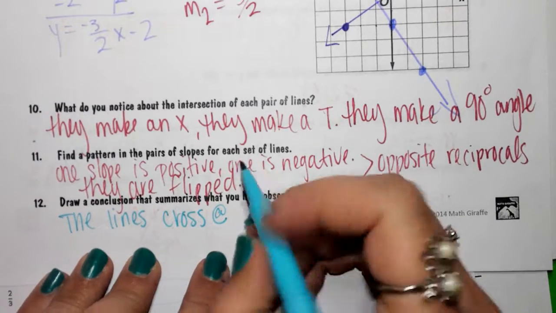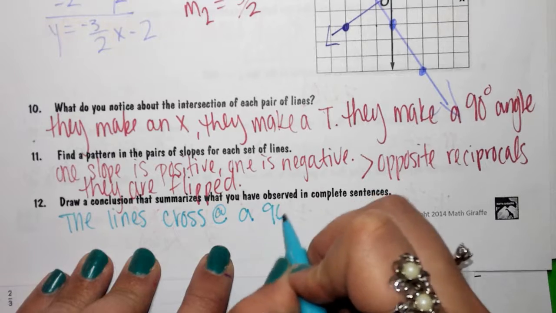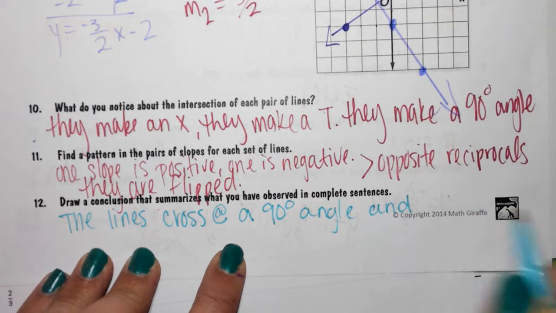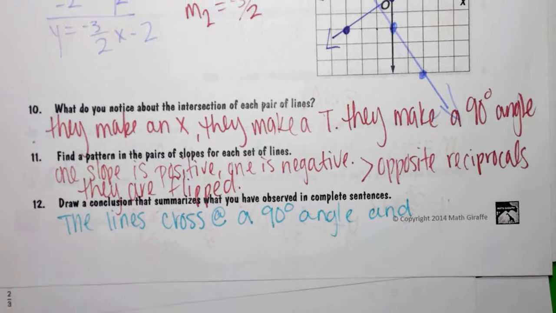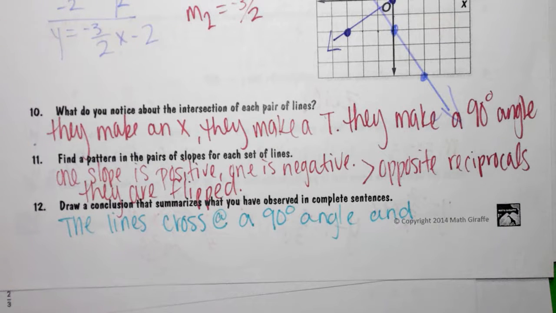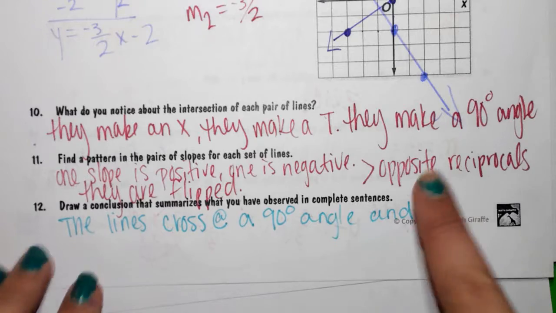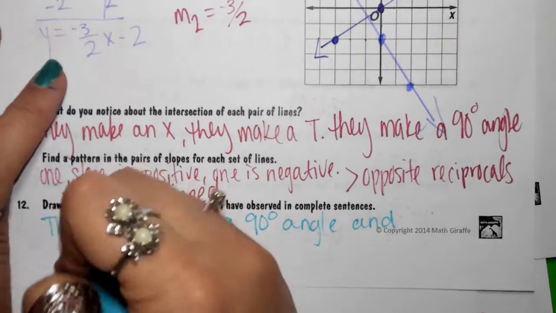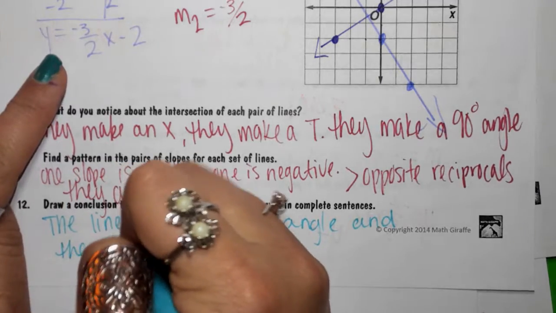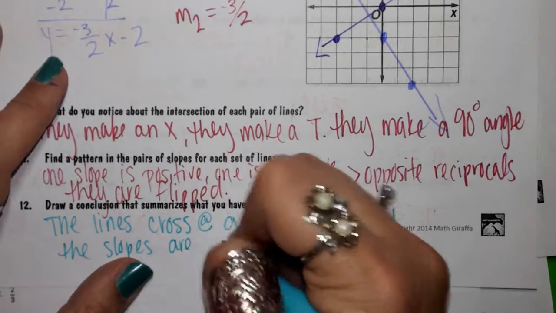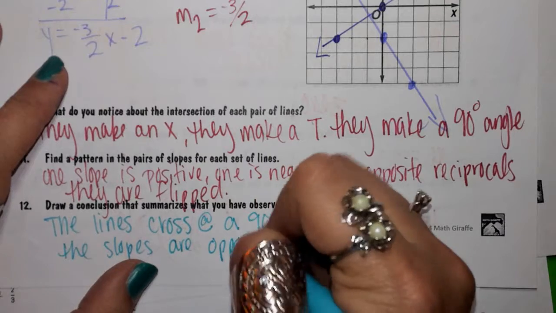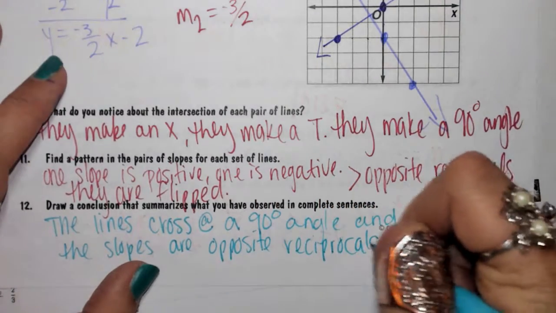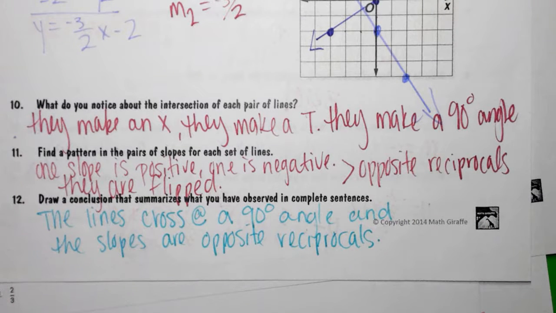All right, so the lines cross at a 90-degree angle. And what else? What did we notice about the slopes? If they're flipped, they are opposite reciprocal. Yes. And the slopes are opposite reciprocals. And I'll give you a minute to write that down.